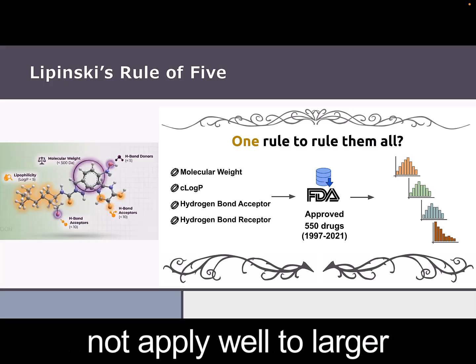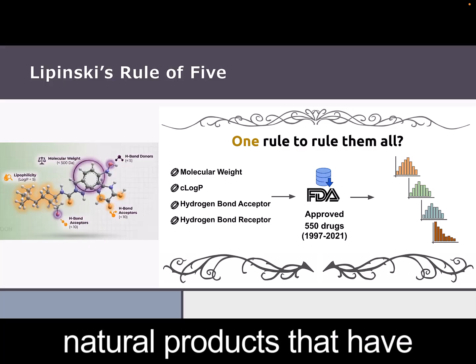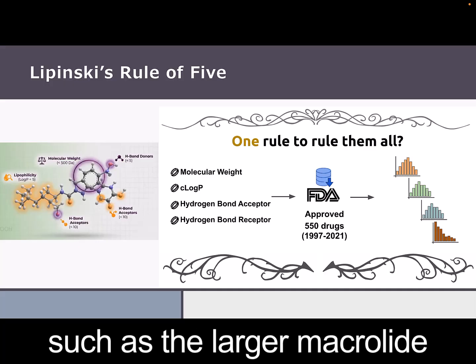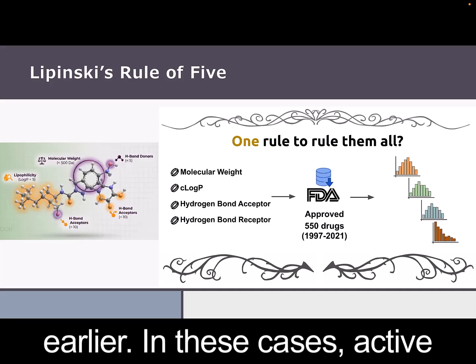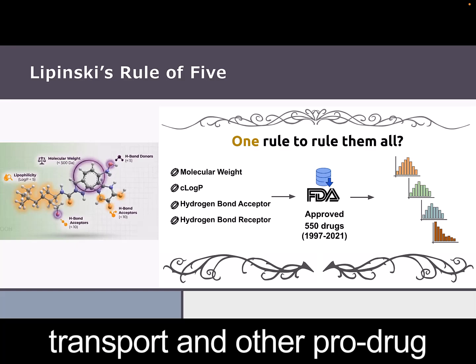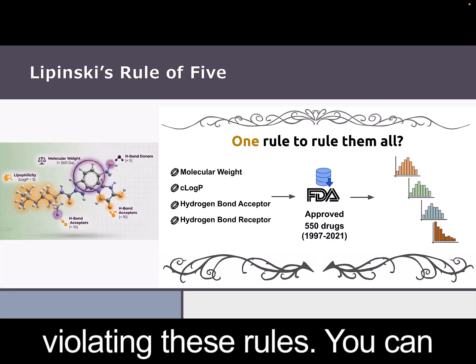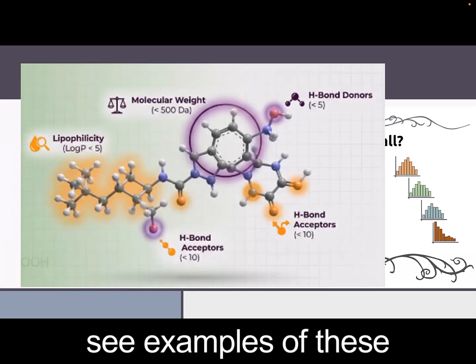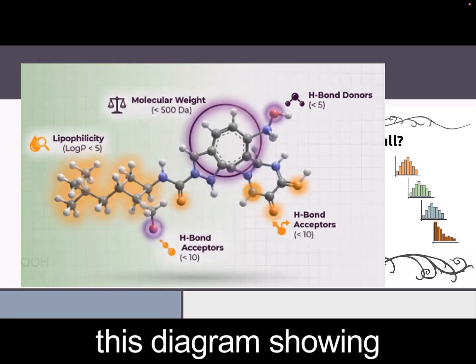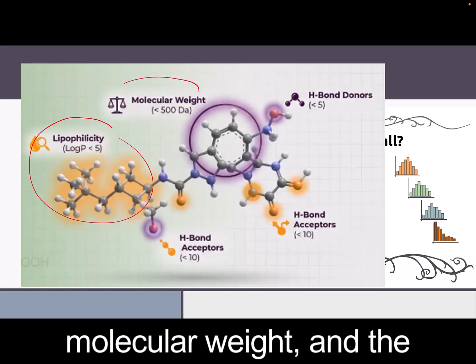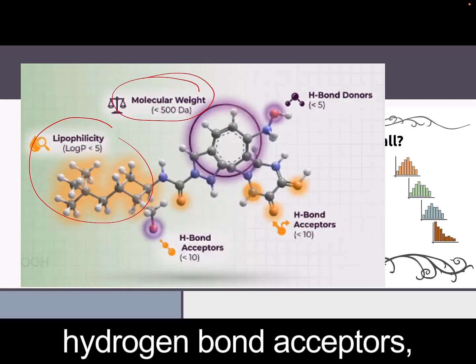It does not apply well to larger natural products that have drug-like activities, such as the larger macrolide antibiotics that we looked at earlier. In these cases, active transport and other pro-drug strategies make them successful in spite of violating these rules. You can see examples of these physiochemical properties in this diagram, showing lipophilic regions, the overall molecular weight, and the hydrogen bond acceptors and donors.